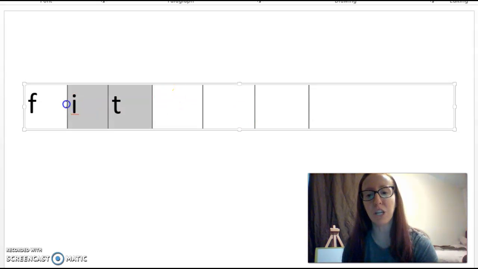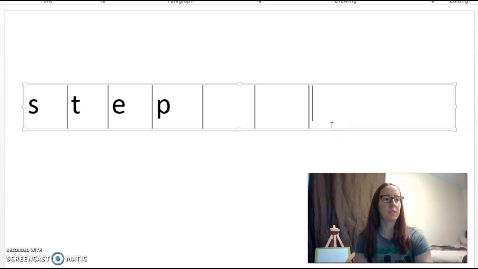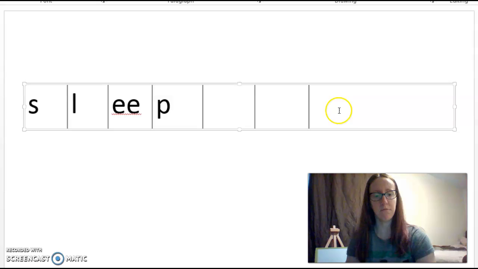Okay, we're going to start another chain of words. This time I'm going to start with this word. This word says, yes, step. I'm going to change step to, yes, steep. Ee says ee, it gets its own box. St, eep, steep. Going to change this sound now.